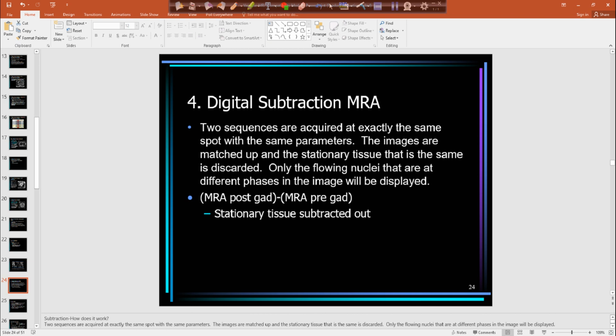be a different size. Your TRs might be a little different. So don't mess with how it's set up post-contrast once you set it up pre-contrast. It won't subtract appropriately if you do that. So what it does is take the post-GAD images and subtract them from the pre-GAD images. And the only thing that's changed between those two images is the contrast flowing within that vessel. So now that we have really high signal coming from that vessel, everything else gets subtracted out, which is our stationary tissue. So our vessel becomes brighter because of subtraction.